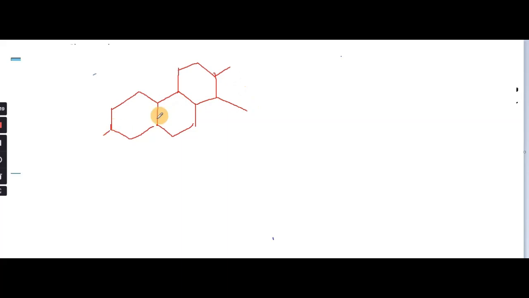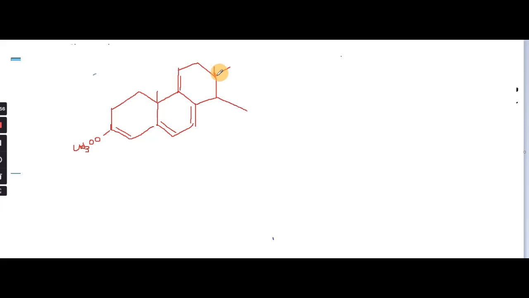I have here an ester, CH3. I have the double bond here. I have another double bond here. I have this double bond extension. I have this double bond extension. Then I have an alkyl group here. Then I have another alkyl group here.